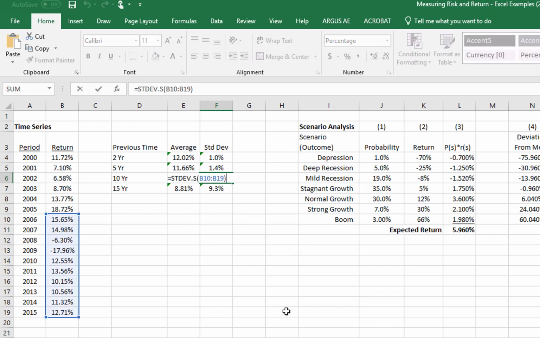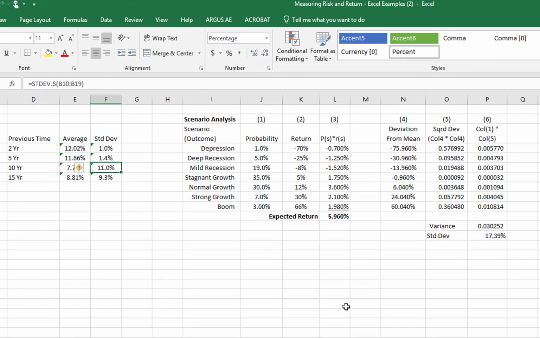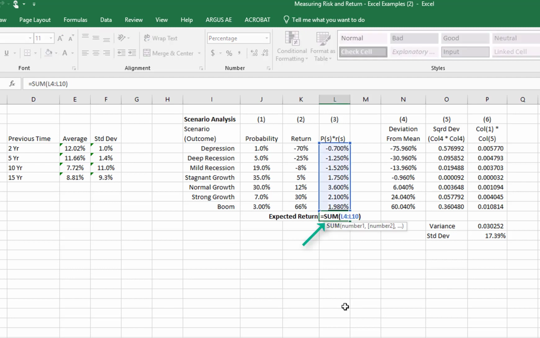And again, if I look at how to calculate that, it's relatively straightforward. I just highlight those 10 years. So that's very straightforward to calculate standard deviations of a time series of returns. Now we want to come up with a measure of the standard deviation for this scenario analysis. It's just a little bit more involved. So the starting point, and we're going to be over here on the right-hand side, the starting point is computing the expected return. So we went through that in the last video.